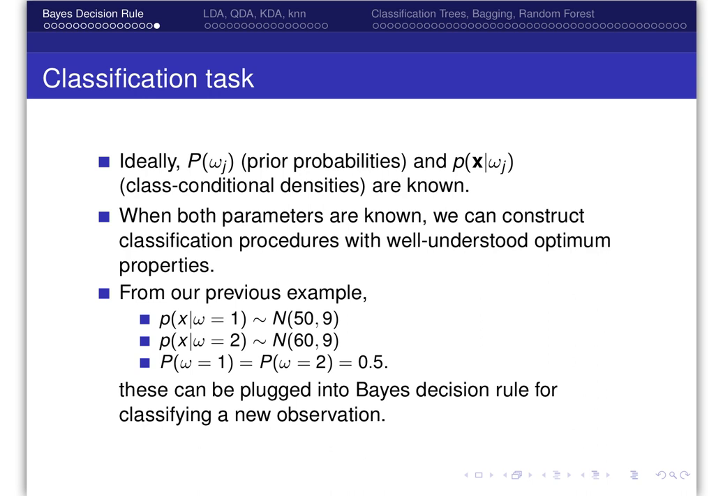Ideally, the prior probabilities and the class conditional densities are known. In that case, we can construct Bayes' decision rule directly and will understand the minimum achievable error because there are no unknowns. In slide 9, the densities were Gaussian with known means and variances. These can be plugged into Bayes' decision rule for classifying a new observation.